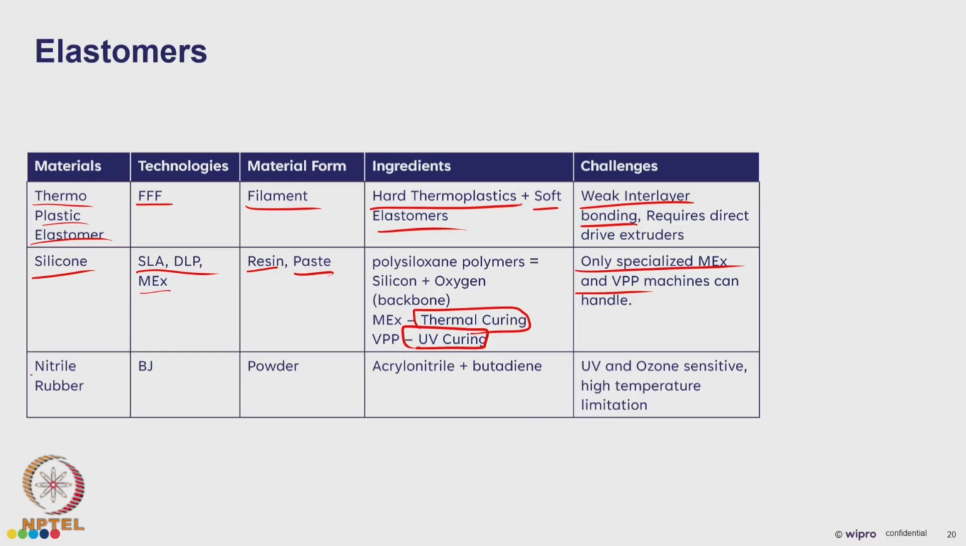Next one is nitrile rubber. Nitrile rubber is processed using binder jetting technology, and it is in the form of powder. Here the raw material is acrylonitrile plus butadiene, and this material is UV and ozone sensitive, and also it has a high temperature limitation. That means we cannot use it in high temperature applications basically.